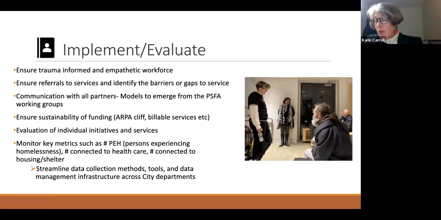We want to ensure that we have a trauma-informed and empathetic workforce. We want to ensure that referrals to services are made and identify barriers and gaps to the services. And in particular, we're looking at ensuring sustainability of funding.